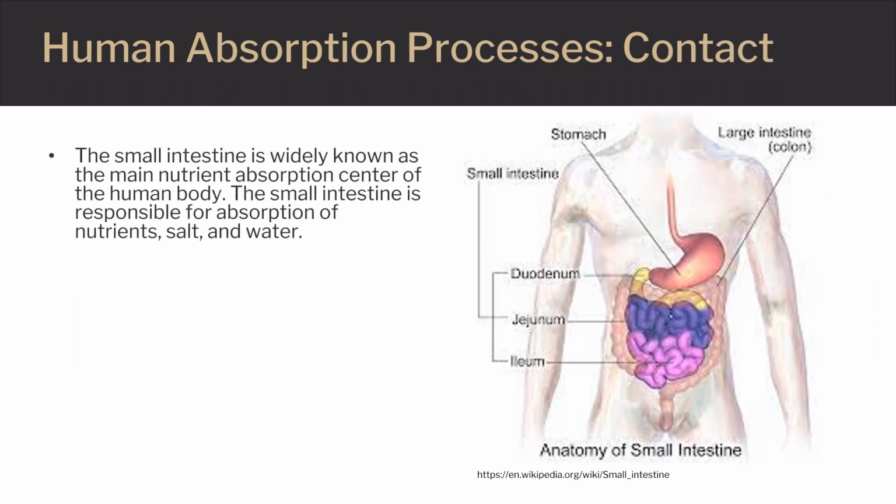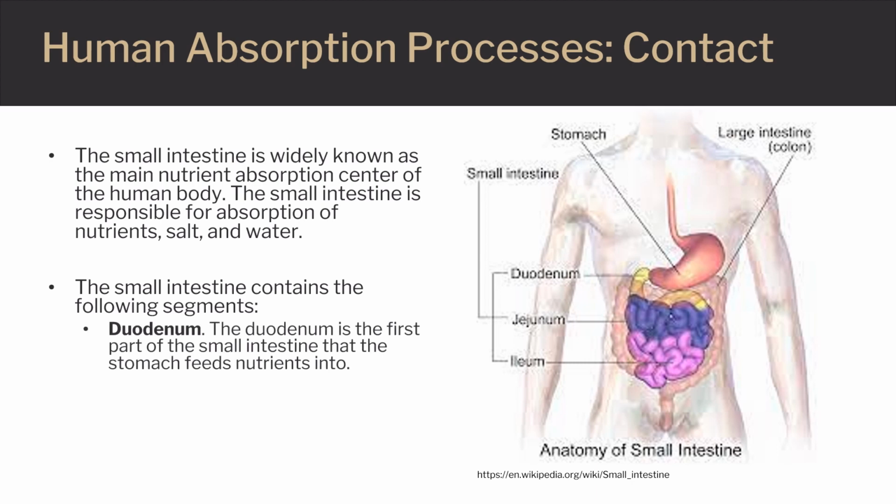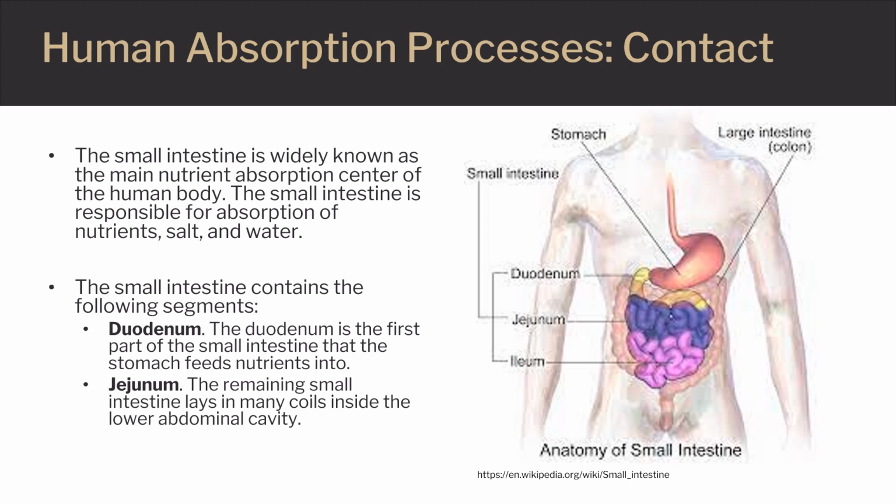The small intestine is widely known as the main nutrient absorption center of the human body. The small intestine is responsible for absorption of nutrients, salt, and water. The small intestine contains three segments. The first segment that the stomach feeds nutrients into is called the duodenum. The jejunum lays in many coils or folds inside the lower abdominal cavity. The ileum is the last and longest section of the small intestine.